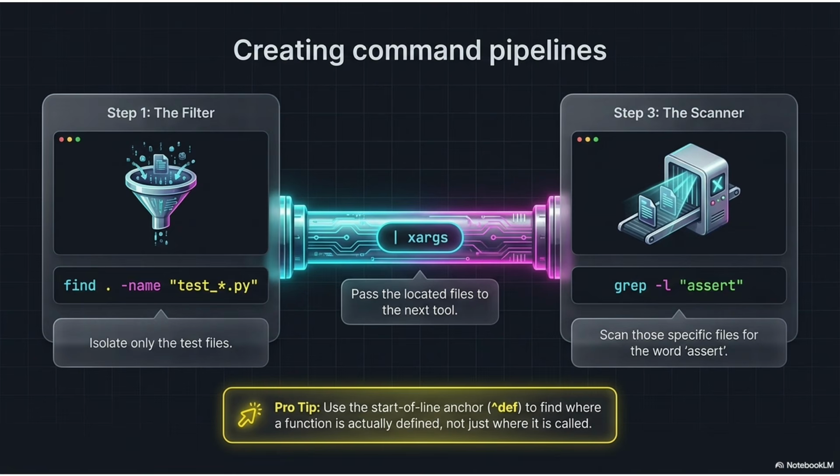This slide shows how to combine find and grep into a command pipeline using xargs. The three-step structure is clear. Step 1, the filter. find . -name "test_*.py". This isolates only the test files. Step 2, the pipe. The pipe is this straight up and down line, and it is usually above the return key. And xargs passes the list of files as an argument to the next command.